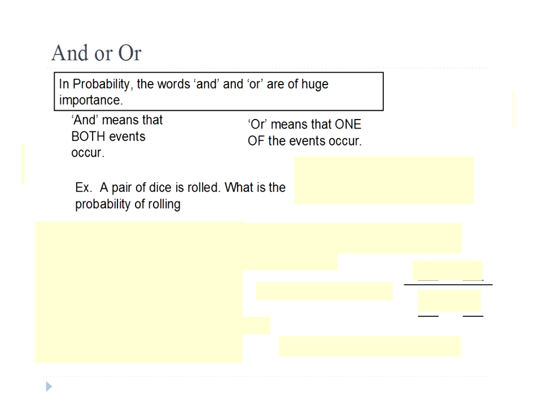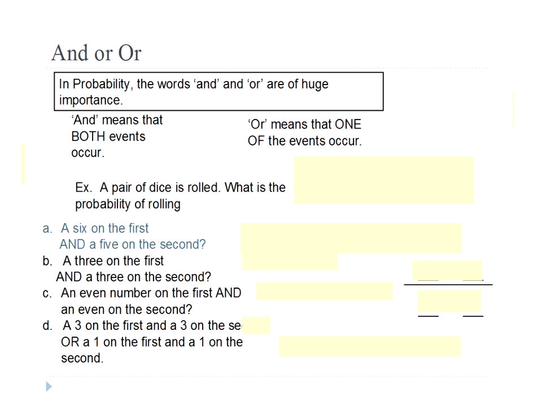So let's take a look at an example here. A pair of dice is rolled. What is the probability of? And now I've got all these questions here. But the first one is rolling a 6 on the first and a 5 on the second die. So again, because I see the probability, I'm looking at the number of ways to get success divided by the total number of outcomes.